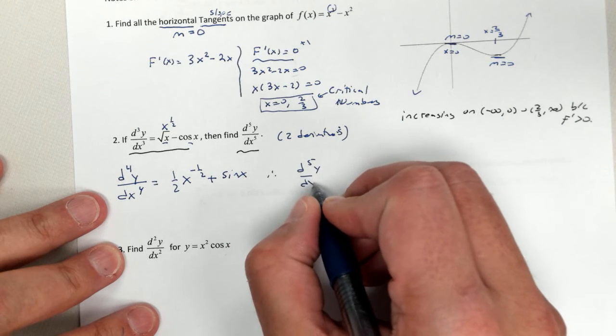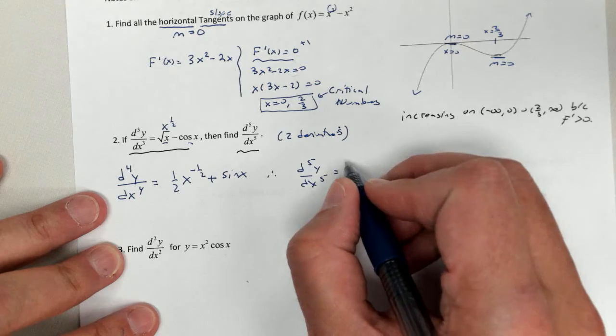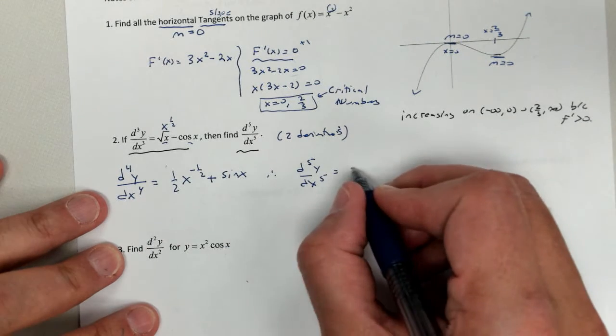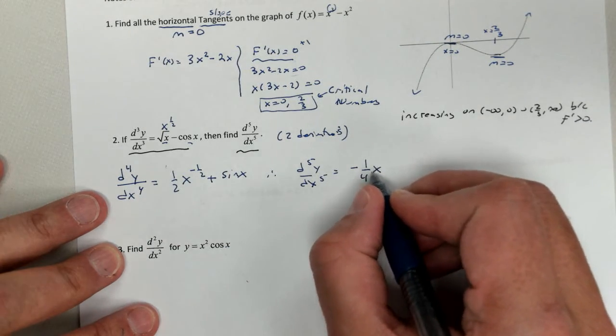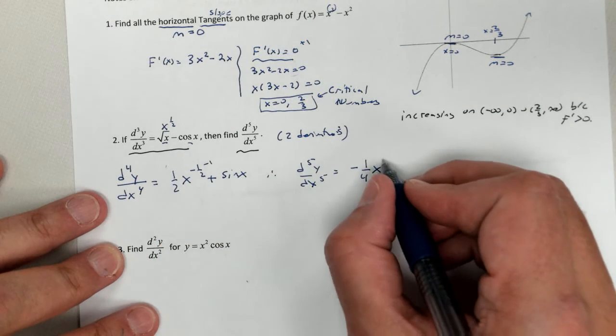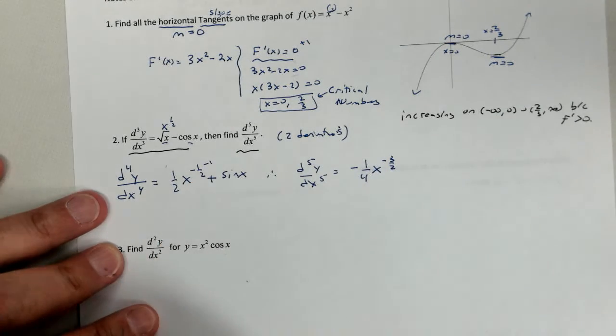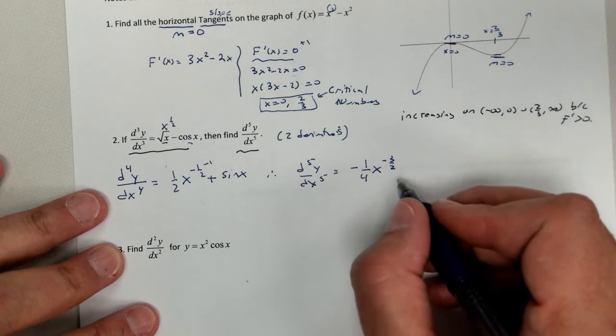The fifth derivative, I plead the fifth derivative. This, drop your power, we're now going to get negative 1/4 x, subtract 1, be careful, negative 3/2. I got into a fight once, I was negative 3/2.